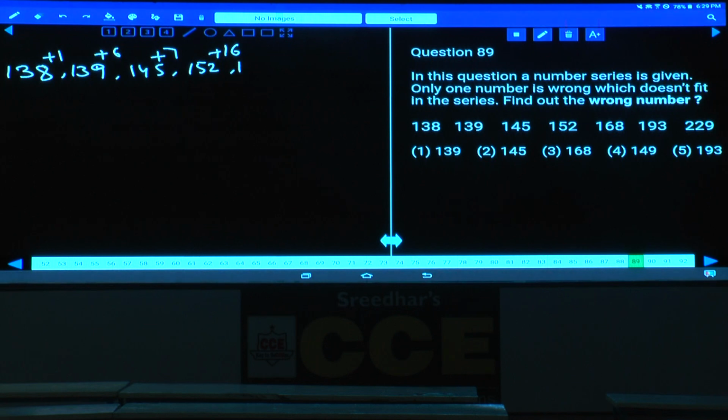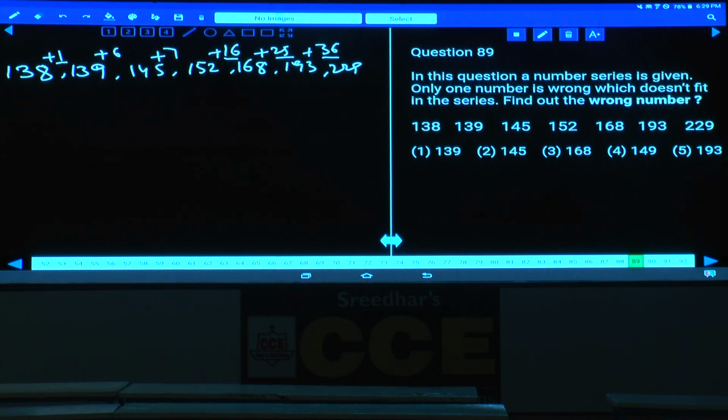168 minus 152 is 16. 168 plus how much? 25. That is 193. 193 plus 36, that is 229. Now if you observe here, there is 16, 25, 36, and 1. Hence the middle two numbers are wrong. Hence what are these numbers? 1, 16, 25, 36 are squares.